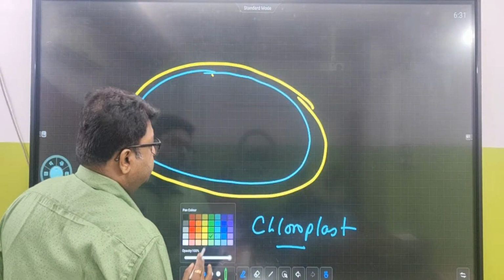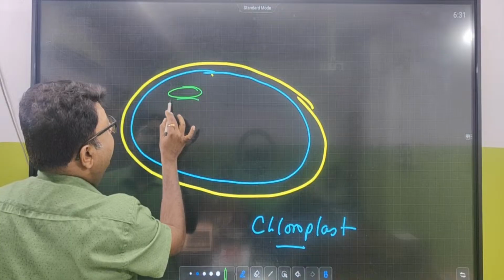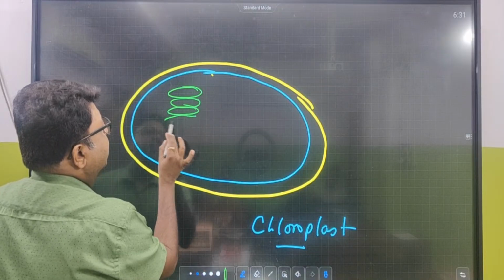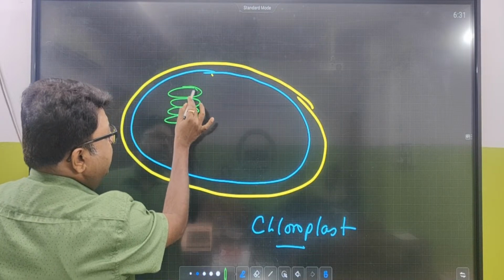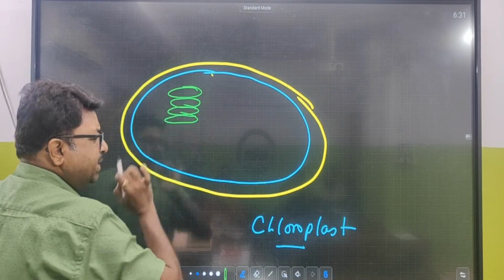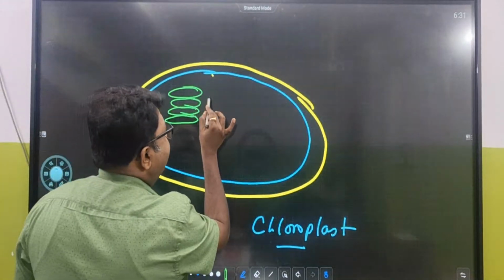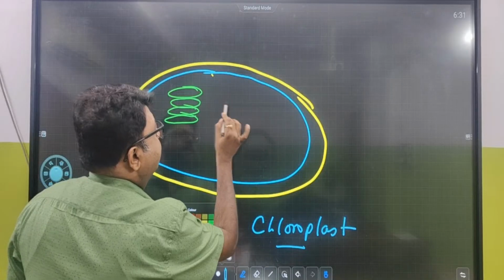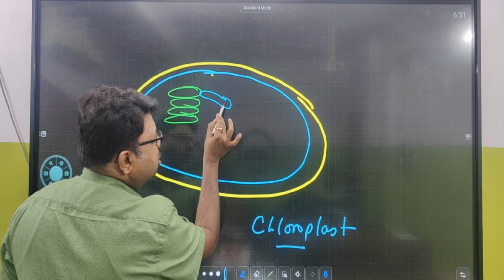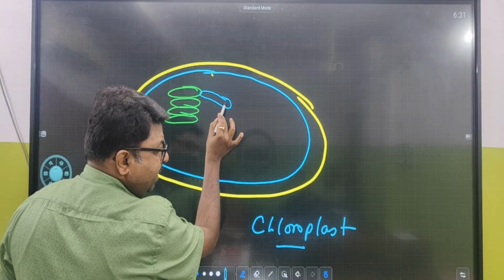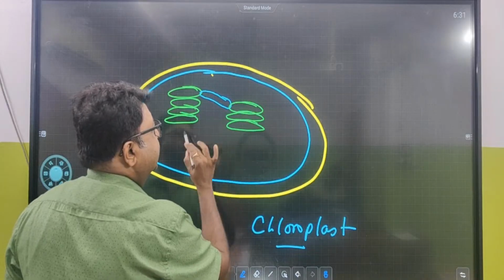Fine. Now, inside what is present? Come on. What are these? Grana, thylakoid. Remember? Last week we talked about these being granum. These are thylakoids, and many of the thylakoids together make the granum, where the light reaction takes place. And there is another one, the stromal lamellae, by which two of the granum get connected.